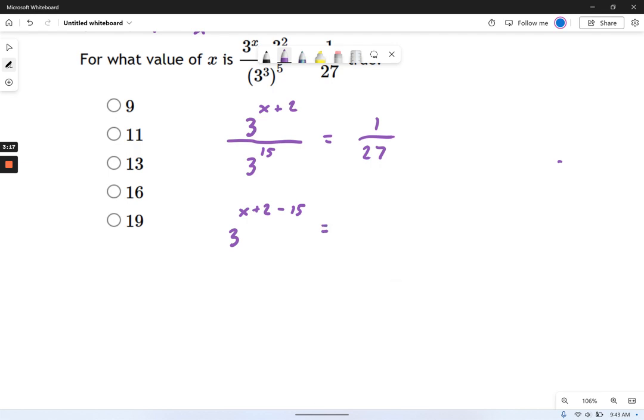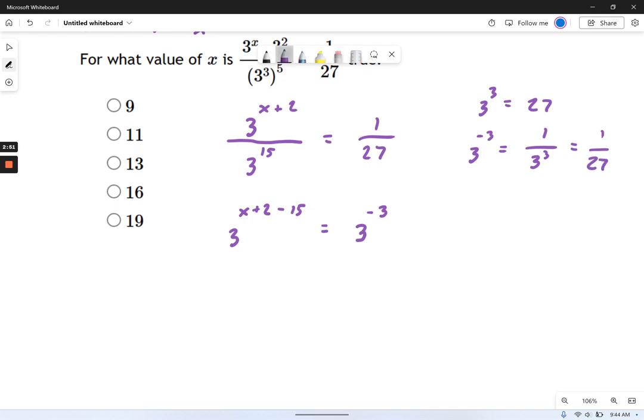Now, this one on the right is a little more complicated. I want to rewrite this thing as 3 to the negative 3. I think that may lose some people, but think about what 3 to the 3 is. 3 to the 3 is 27. That's 3 times 3 times 3. Well, 3 to the negative 3 is just 1 divided by 3 to the 3, which is 1 divided by 27. That's how these rules work.